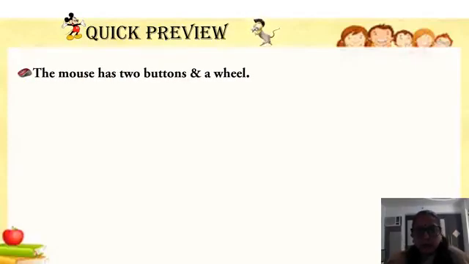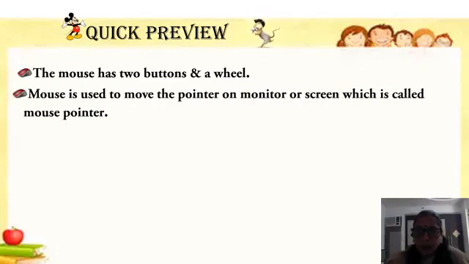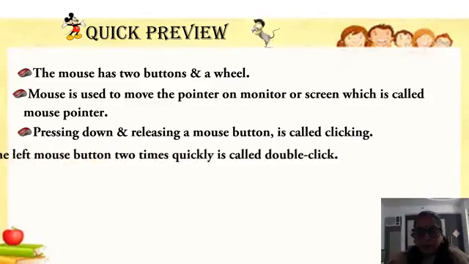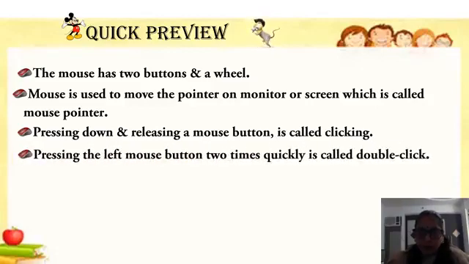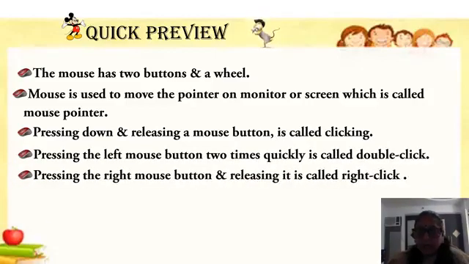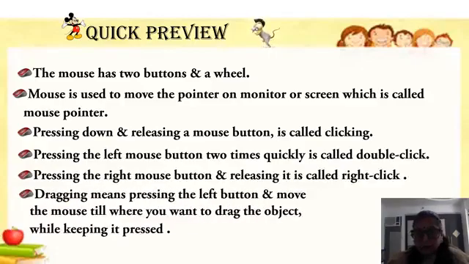We learn the mouse has two buttons and a wheel. Mouse is used to move the pointer on the monitor or screen, which we call a mouse pointer. Then pressing down and releasing a mouse button is called clicking. Pressing the left mouse button two times quickly is called a double click. Then pressing the right mouse button and releasing it is called a right click.